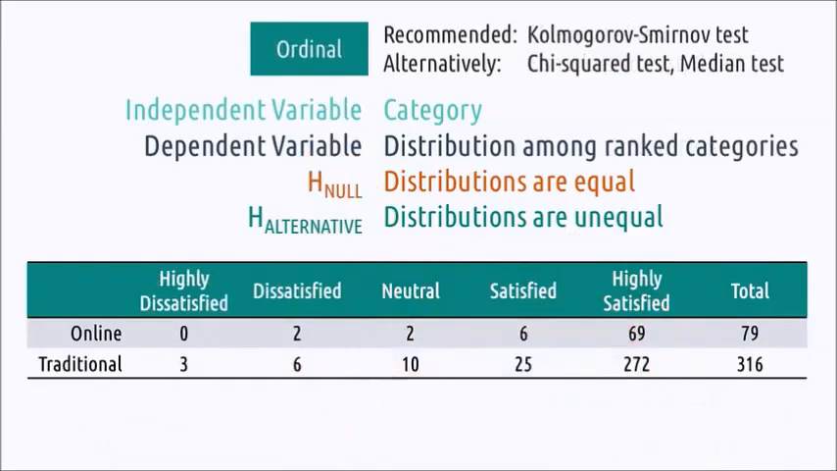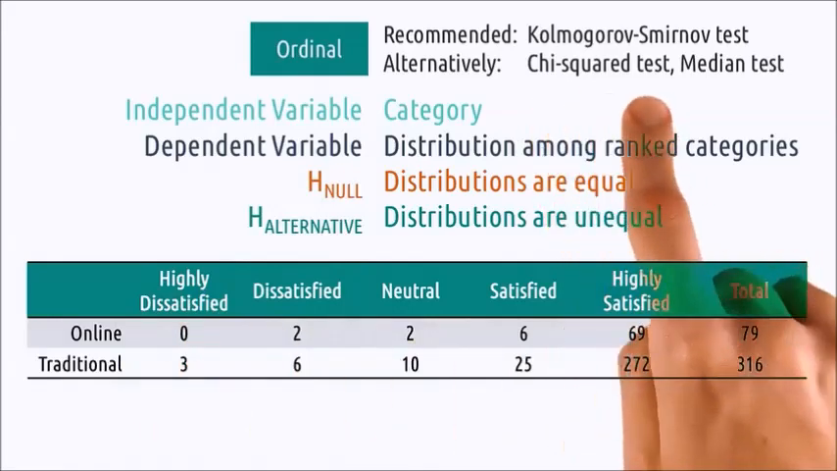For ordinal data, we actually go with a very similar process. Just like with nominal data, we have our different categories as our independent variable, and our dependent variable is some distribution among a number of categories. The difference here is that these categories are ranked. What that means is we could actually use the exact same test.